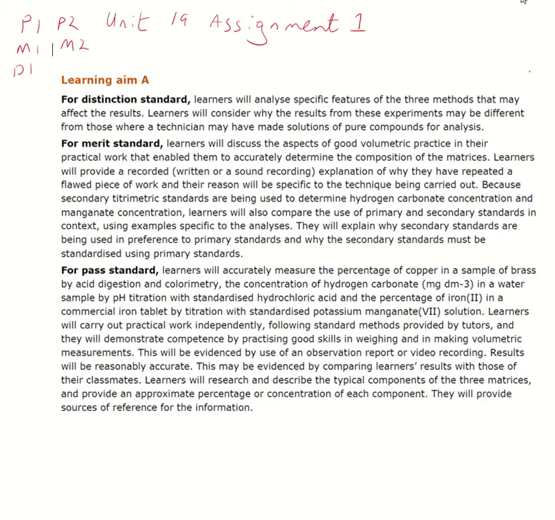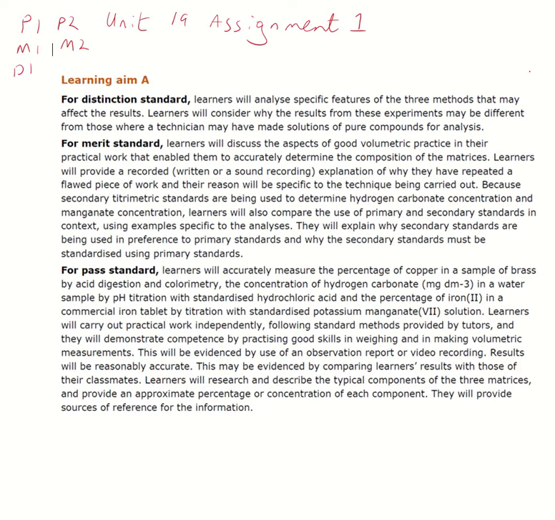What we'll be doing here is looking at Unit 19, Assignment 1 and walking through the specification for what you need to include within your assignment. So as we can see at the top here, we've got two pass criteria, 2 merit, 1 distinction, and I'll try and pick out where they are for you and exactly what you need to do.